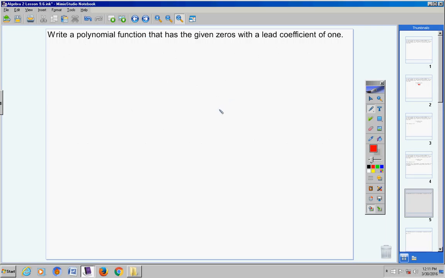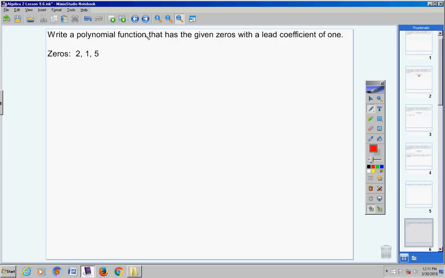Please write this down. Write a polynomial function that has the given zeros right here with a lead coefficient of 1, okay? Now, while you are copying this down, please listen to me and let me ramble, okay? If I gave you a function like this, don't write this down, just watch. If I gave you a problem like this and I said find the zeros, you know what to do. You always try to factor first, okay? And you would factor this and you would get this right here.